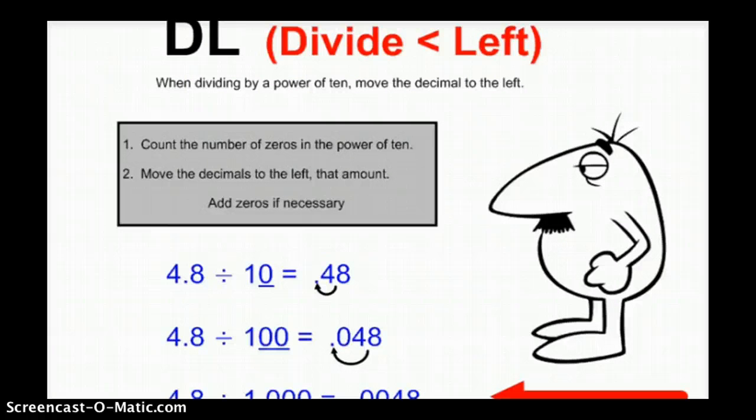Dull stands for divide to the left. When you're dividing by a power of 10, instead of moving the decimal to the right, we're going to move the decimal to the left. For example, if you were dividing 4.8 by 10, there's 1 zero, so I'm going to move the decimal 1 to the left. If you're dividing by 100, which has 2 zeros, you're going to move the decimal 2 to the left. When dividing by 1,000, which is again, these are all powers of 10, it has 3 zeros, so we're going to move our decimal 3 to the left.